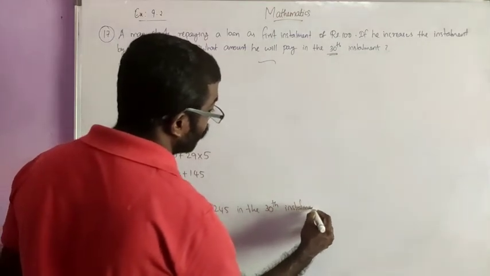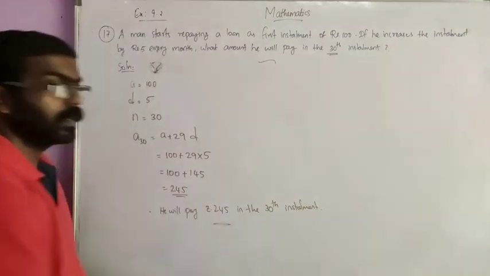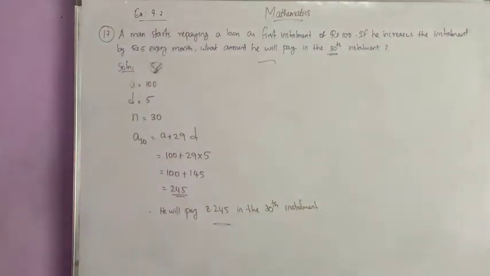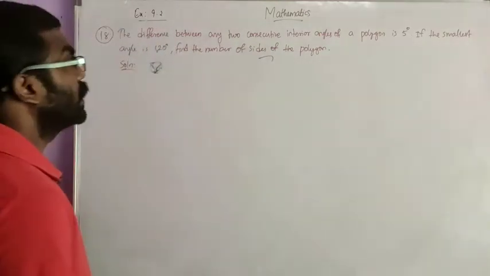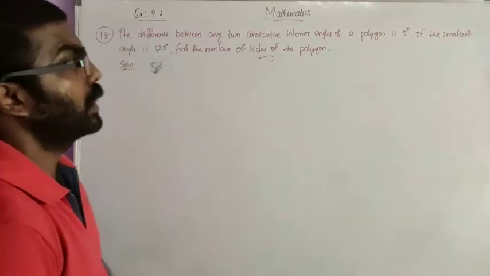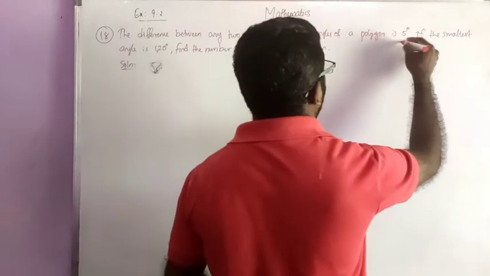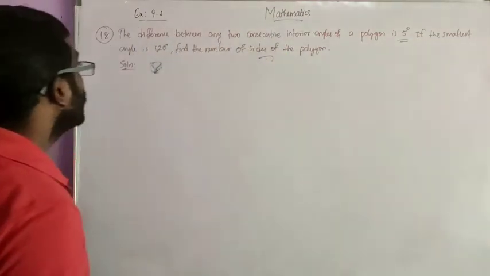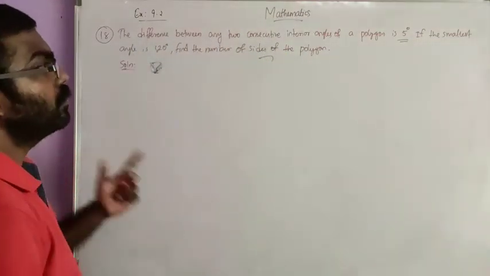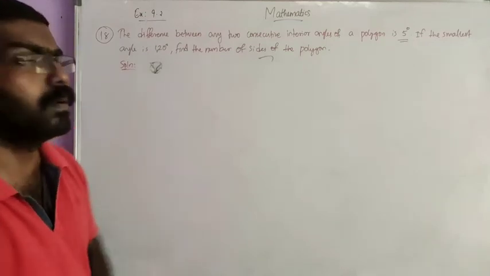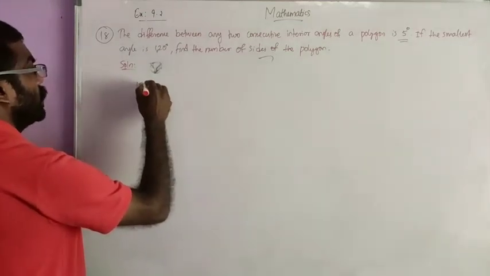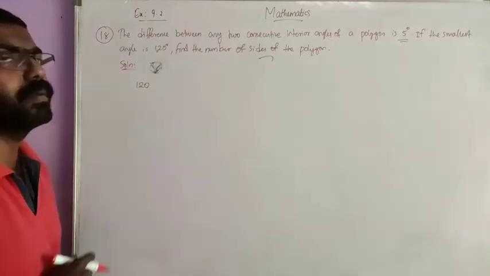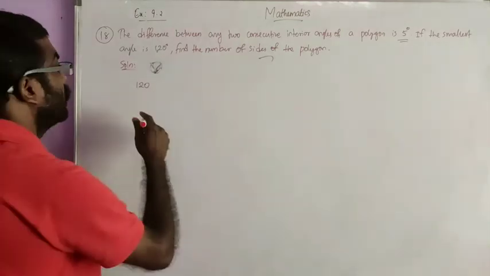Okay. Now we move on to the last question in this exercise. The difference between any two consecutive interior angles of a polygon is 5 degree. If the smallest angle is 120 degree, find the number of sides of the polygon. So here the smallest angle is 120 degree and the difference between the consecutive angles is 5 degree.